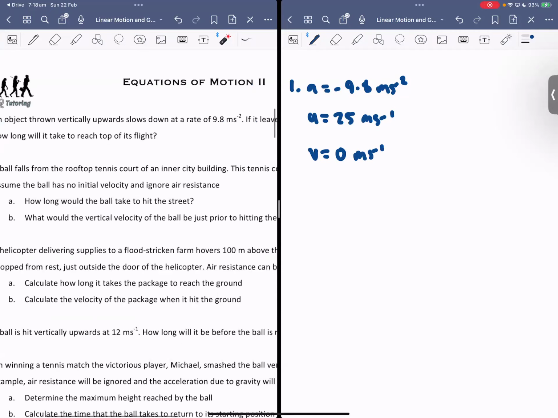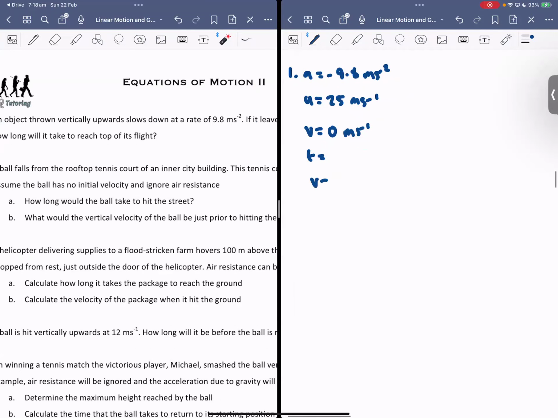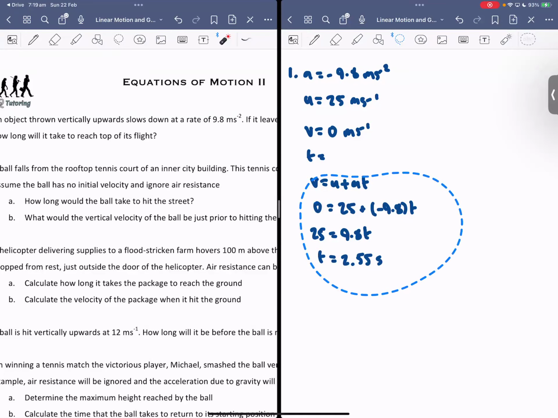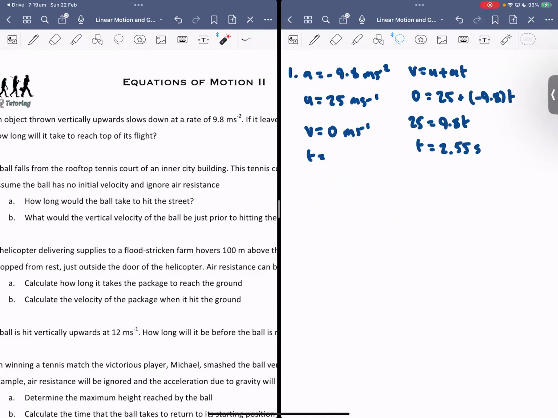It says how long will it take to reach the top of its flight? So I just want t. Which equations have a, u, v, and t? v = u + at. v is 0, u is 25, a is minus 9.8 times t. Can I get a t? You just bring 9.8 across, then you're solving 25 equals 9.8t. t is 25 divided by 9.8, which is 2.55 seconds. And that is how long it will take. It's still just comprehension.